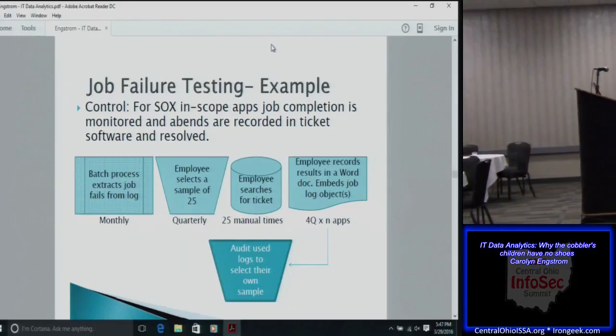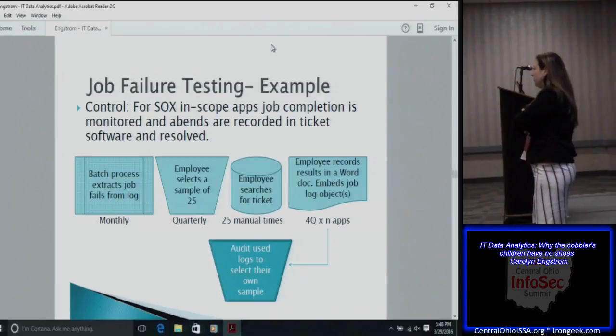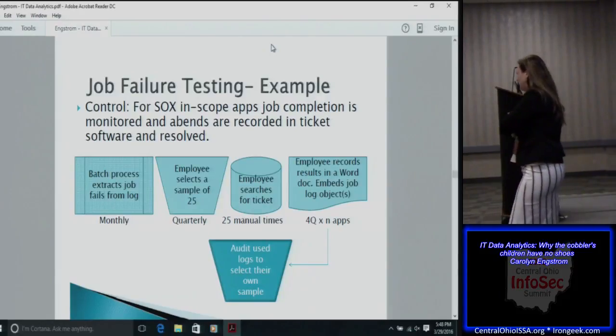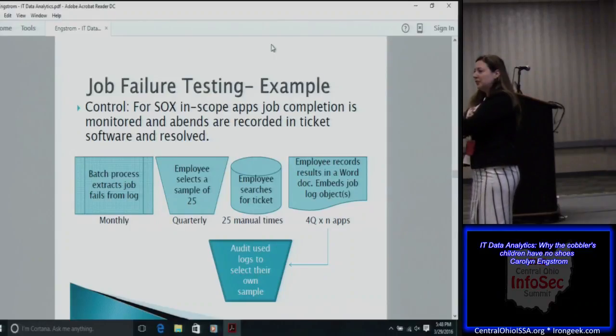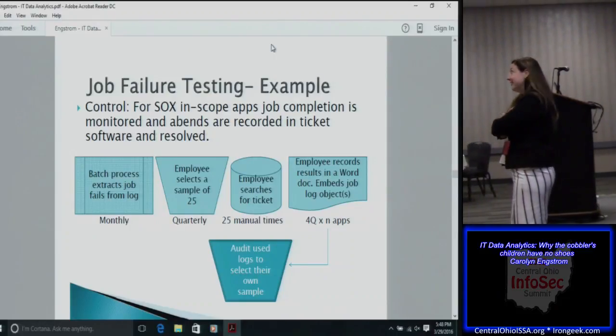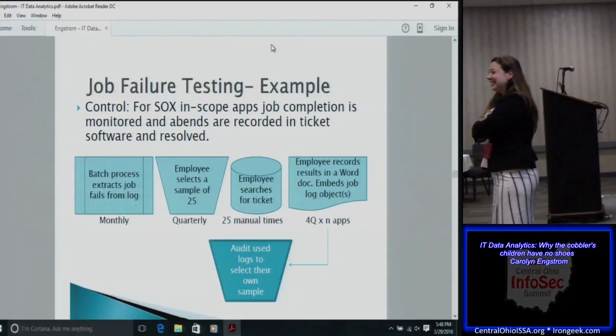So can anybody offer up any analysis of what's going on? What are some things we could do to improve this, based on what we were talking about with our 100% population analysis? Very real, in a hypothetical sense, very real process. Anybody have any ideas?